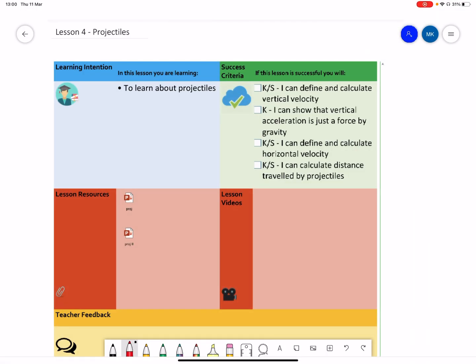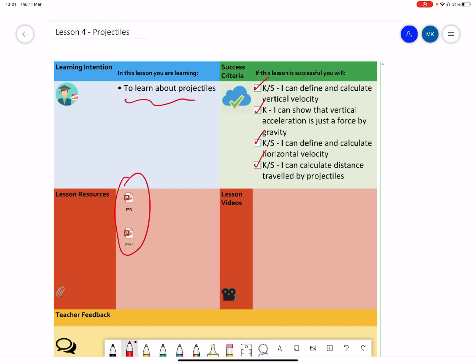Okay, here's this week's lesson on projectiles. So obviously we're learning about projectiles. Success criteria: if you can just tick these off as you go through them and you're confident with them, that'd be a good idea. So we're going to define horizontal and vertical velocity, and we're going to look at what vertical acceleration is, and you should be able to calculate distances from horizontal and vertical velocities travelled by projectiles.